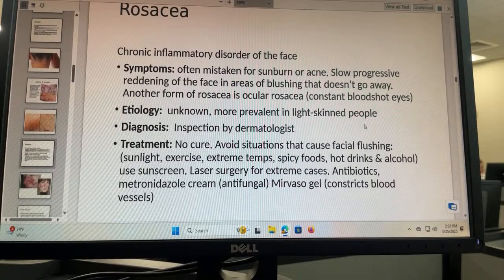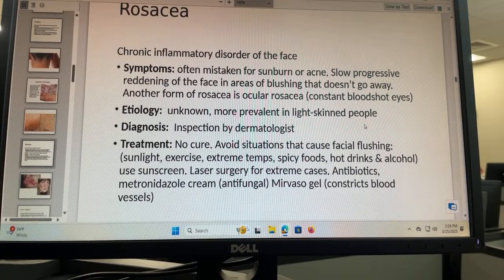All right, so rosacea. Rosacea is also a chronic inflammation disorder, but this is specifically affecting just the face. Symptoms of this one, oftentimes people might not even realize they have rosacea. They might just think that they have a bad sunburn or some red acne, because it's a very slow, progressive reddening of the face.